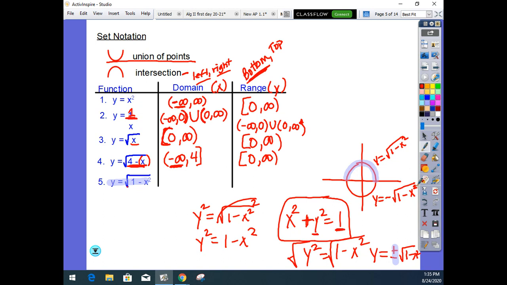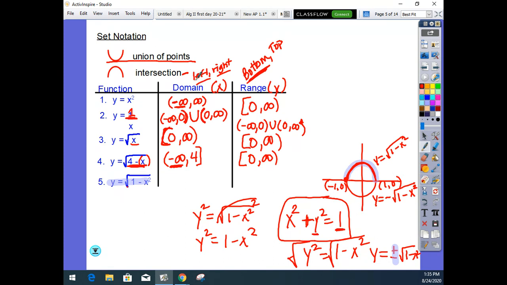So if you were to go on your graphing calculator to y equals, and you type in, this part is given, the square root of 1 minus x squared, and graph it, you would just see the top half of the circle. And that connects at negative 1, 0, and 1, 0.